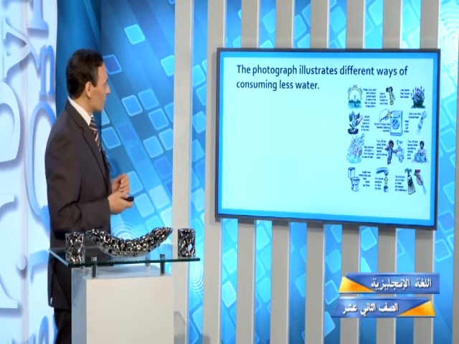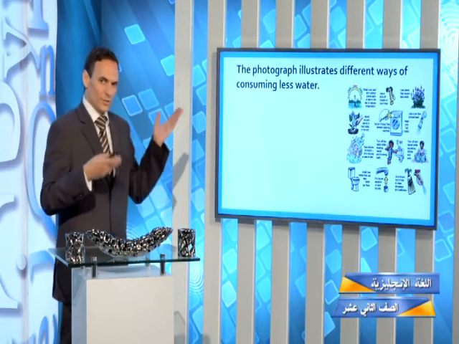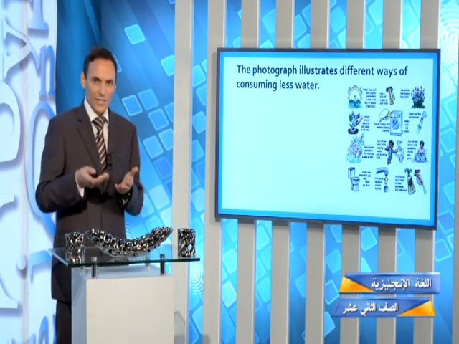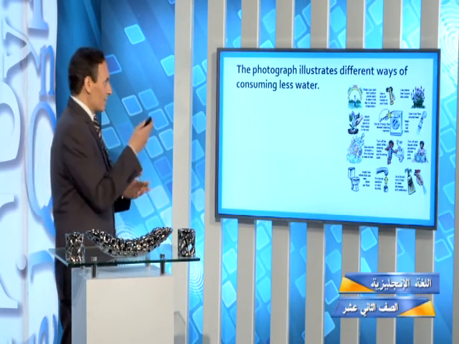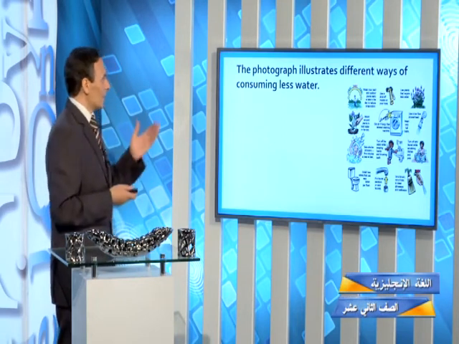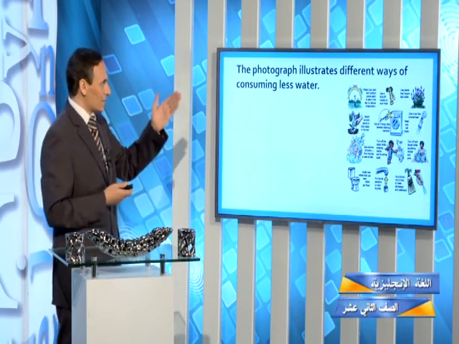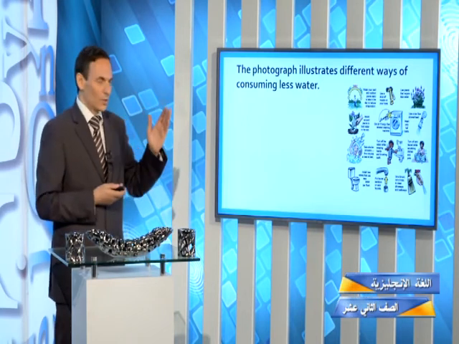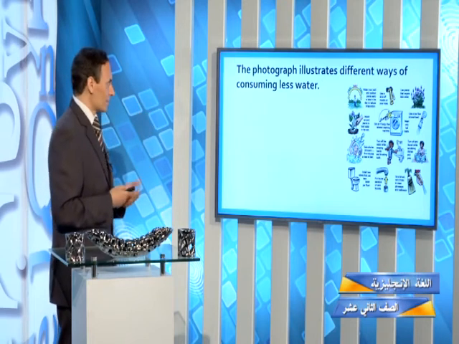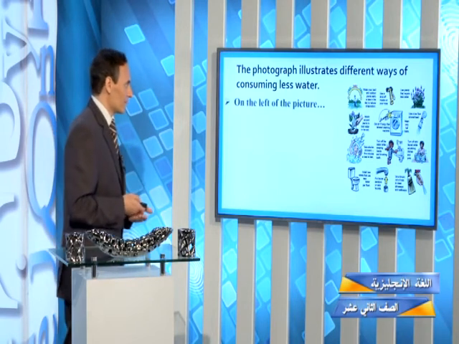Okay, so let's move to this photograph, for example. We can say the photograph. Another word for photograph is a photo or a picture or an illustration. Sometimes it's a graph, okay? So there are so many words that you can use here to start describing a photograph. And also you can use different verbs. You can say the photograph illustrates, or the photograph is about, or the photograph shows, okay? And then you complete your sentence. The photograph here illustrates different ways of consuming less water.